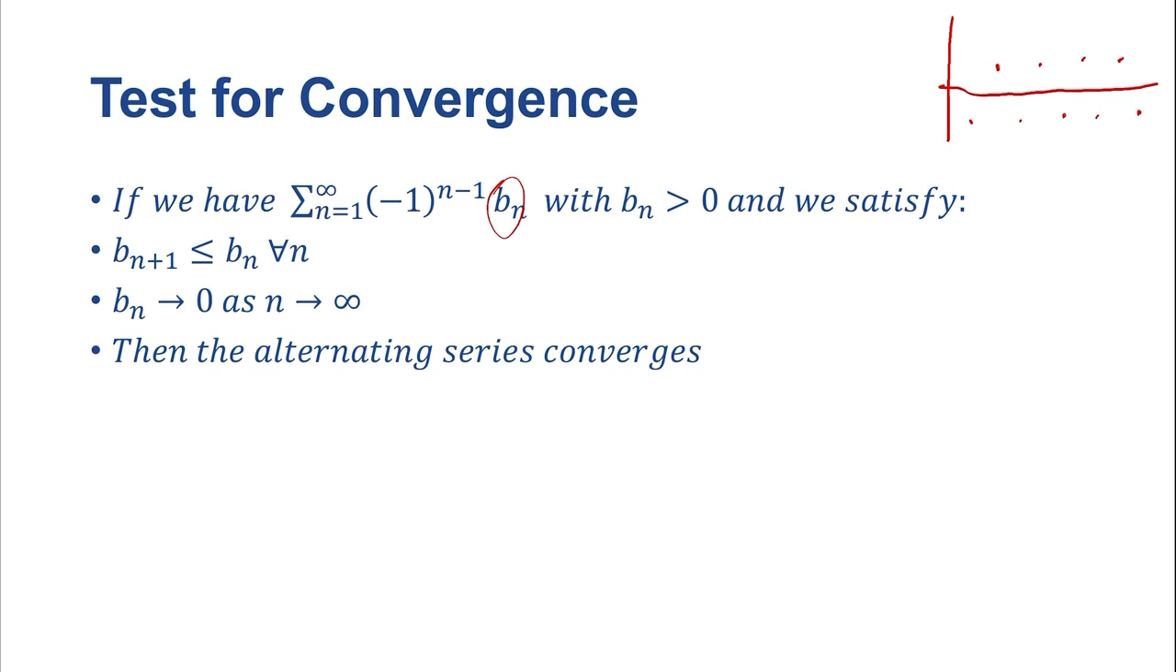So let's discuss that. If we have the alternating series from n equals 1 to infinity of -1 to the n-1 times b sub n, with b sub n greater than 0, and we also satisfy that b sub n+1 is smaller than b sub n for all n, so that ensures that it decreases, and we also pass the limit test, so that the limit of the sequence b sub n equals 0, then the alternating series converges. So that's the test for alternating series convergence.